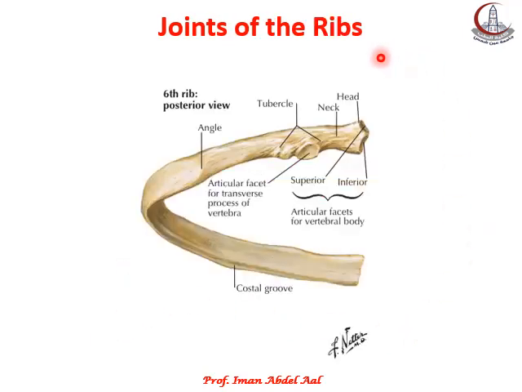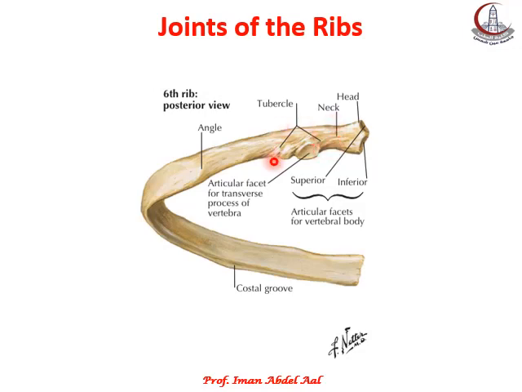If you look at this picture, this is a rib. Anatomically, a typical rib is formed of a head, neck, tubercle, angle, the shaft and a costal groove. Again, head, neck, tubercle, angle of the rib, shaft, and a costal groove. The head has two articular facets. The upper one is called the superior articular facet, and this is the inferior articular facet. This is the neck of the rib.